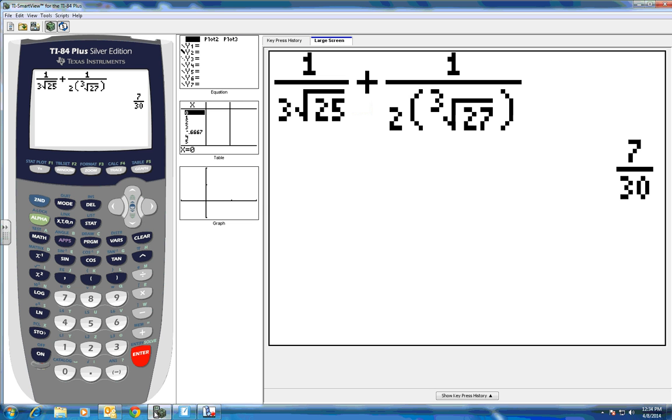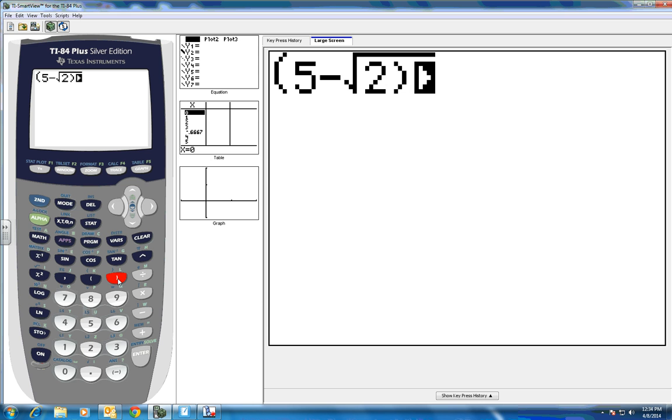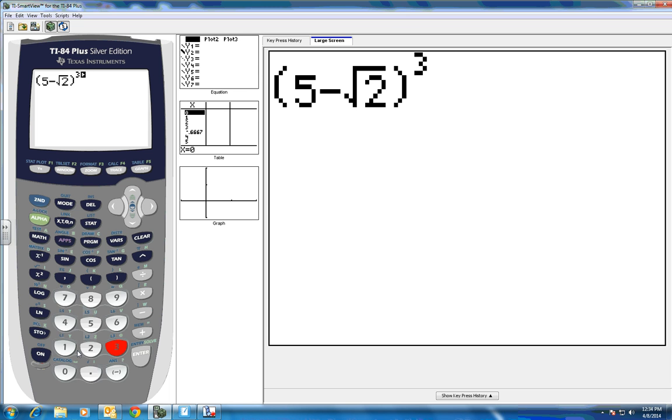Okay, so in my calculator, I'm going to start off with parentheses, 5 minus the square root of 2. Whoops. My right arrow key, parenthesis, and then my housetop 3 to get to the third power. So make sure it looks just like that. Housetop is right above your division.